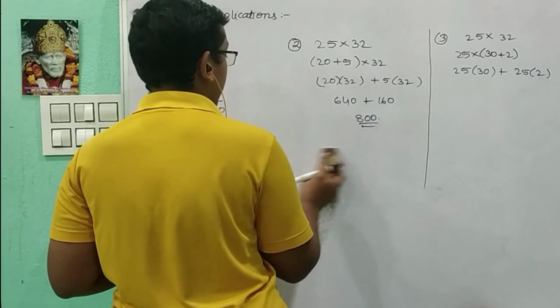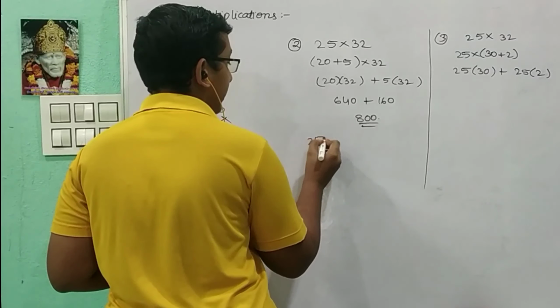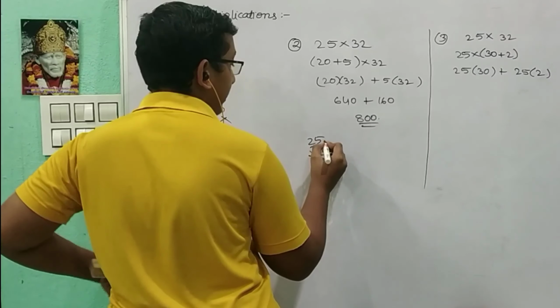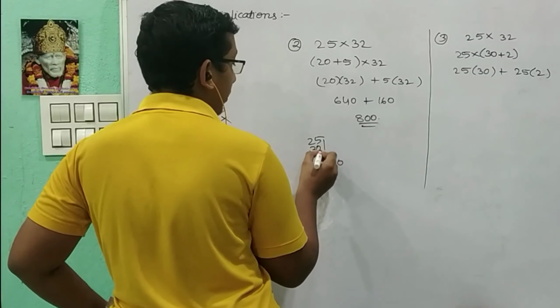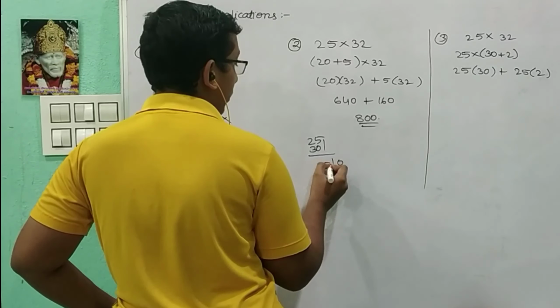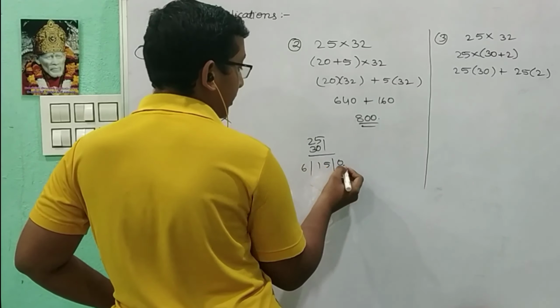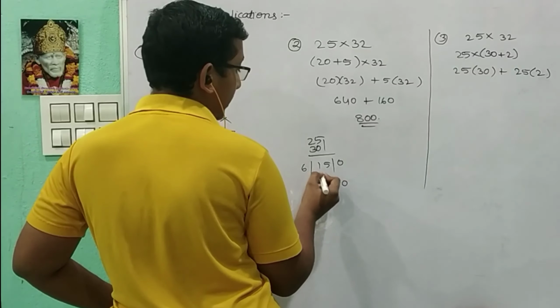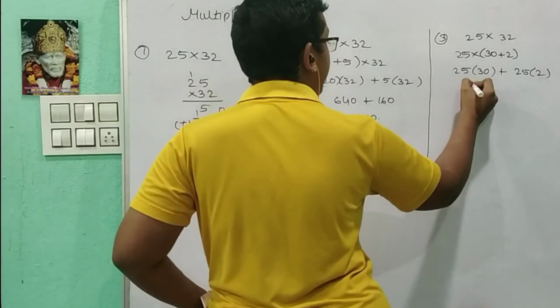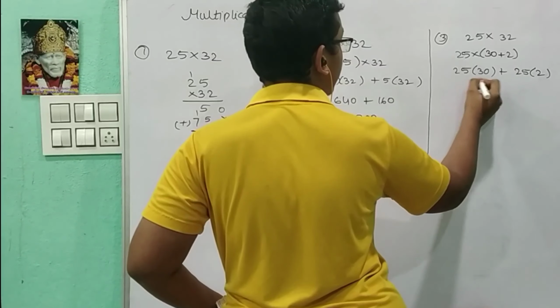So I'm erasing. Now 25 into 30 they are asking. If you see this one, 5 into 0 is 0. Now cross multiply, 5 threes are 15. Okay, now 2 threes are 6. Now if you take 6 plus 1, it gives you 7. So 750 is our answer for 25 into 30.